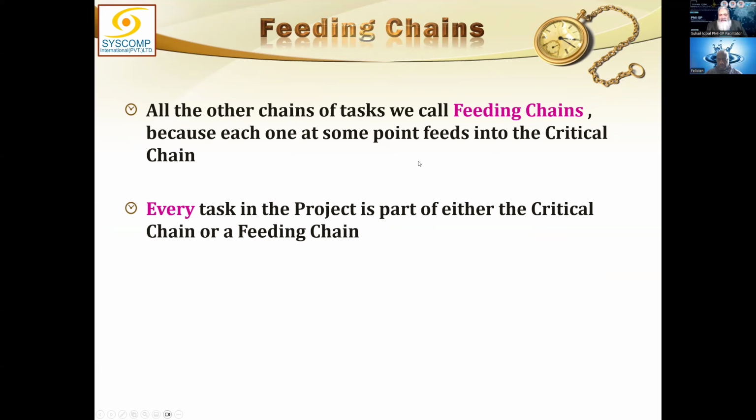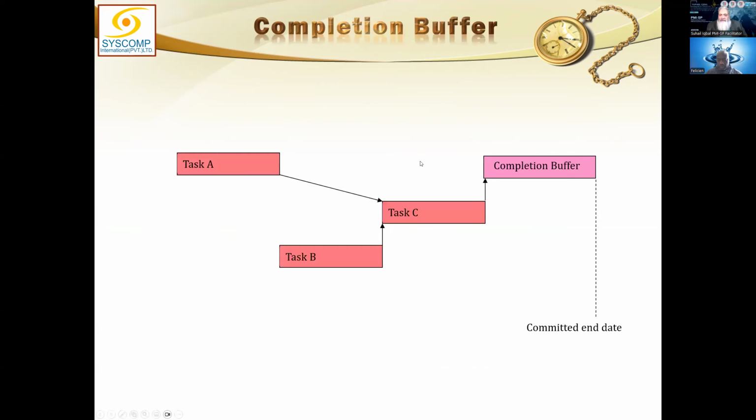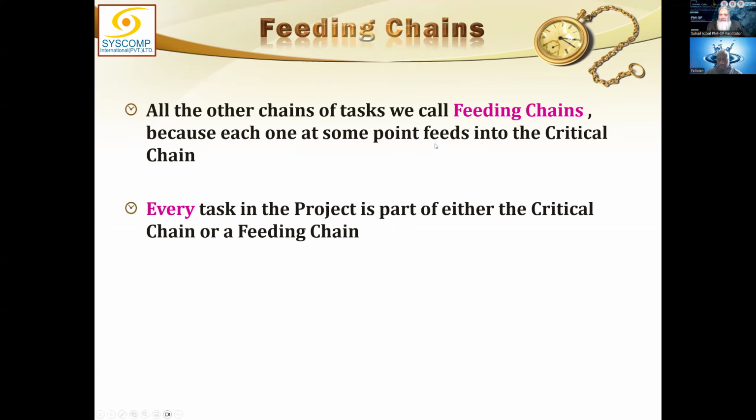Then, we were talking about the critical path only, but about the non-critical paths joining the critical path, the points from where they join the critical path is called the feeding chain. So just like we created a project buffer, we must have a feeding buffer for each such non-critical path.